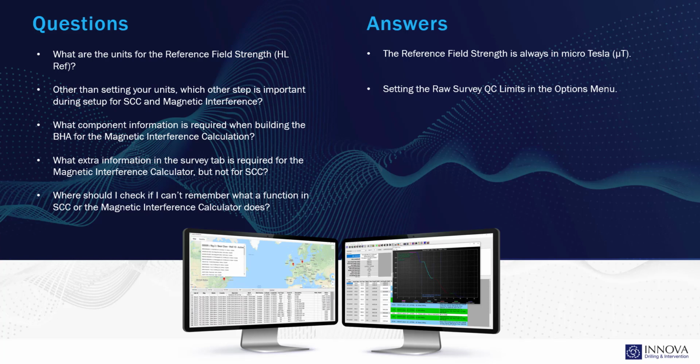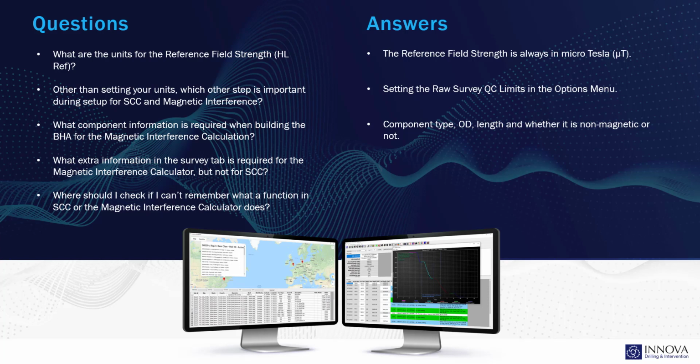Question 3. What component information is required when building the BHA for the magnetic interference calculation? And the answer is you need your component type, your component OD, your component length, and then whether or not that component is non-magnetic or not.